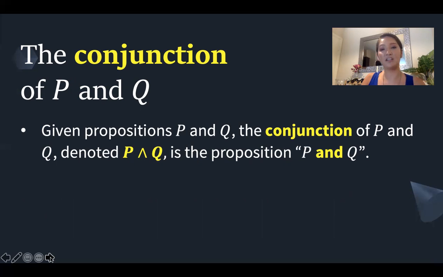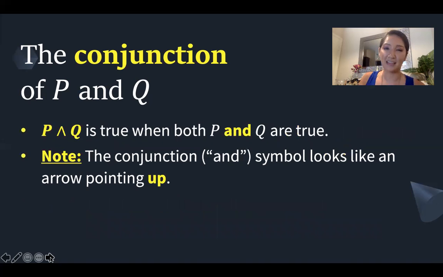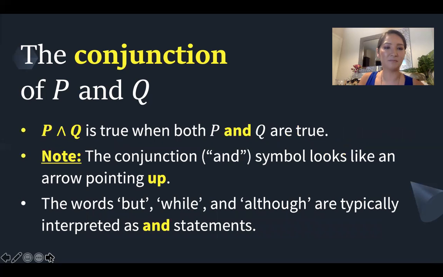That is the conjunction of P and Q. The conjunction of P and Q is true when both P and Q are true at the same time. If they're true at the same time, the and statement is true. And notice that the arrow points up with a conjunction in that and statement.